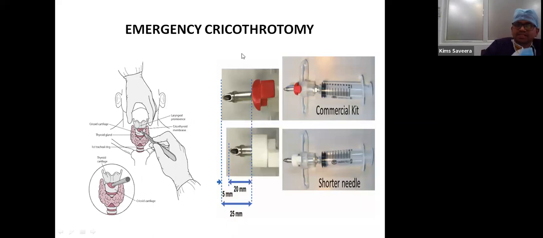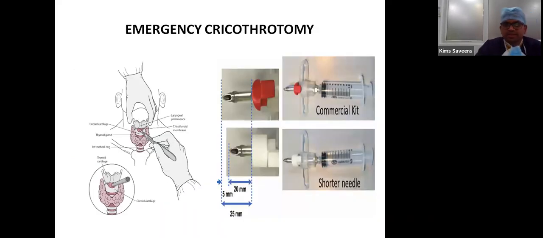And this is the emergency cricothyroid method. Commercially pre-filled kits are available. The cricothyroid membrane is between the thyroid cartilage and the cricoid cartilage. We see the membrane, and if we press on the cricothyroid and go through the membrane, then air will fill in this syringe. It is a safer device, and it is very easy to perform in emergency situations.